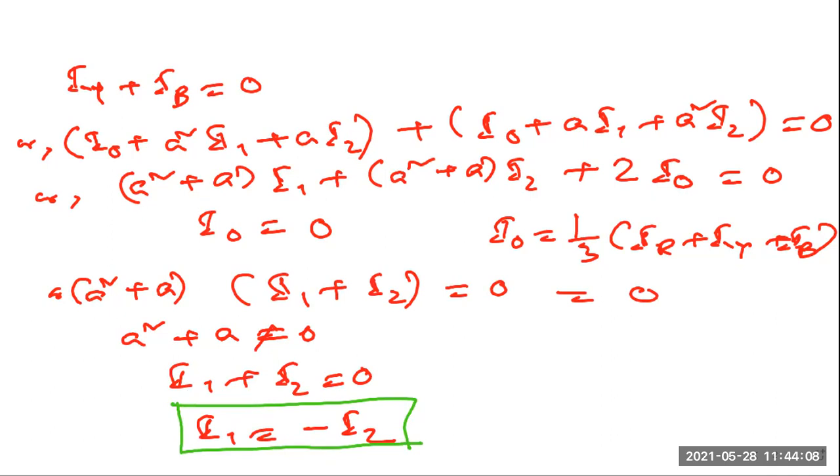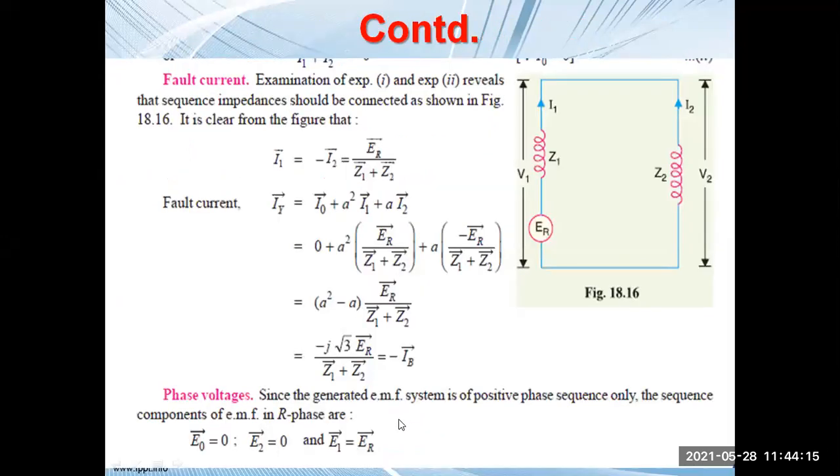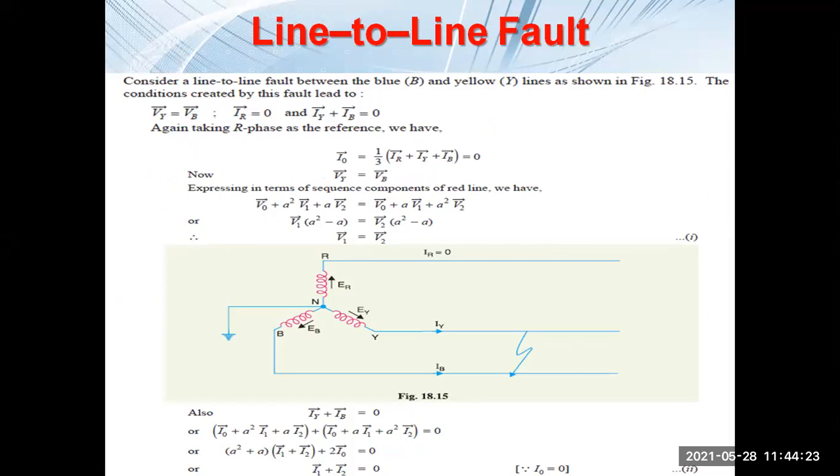So here you see I1 plus I2 equals 0. Now, from this configuration, we can tell one thing. See, V1 equals V2. That means positive sequence voltage equals negative sequence voltage. And the summation of these two currents equals 0, or I1 equals minus I2.